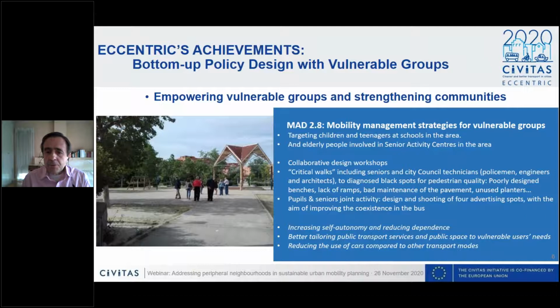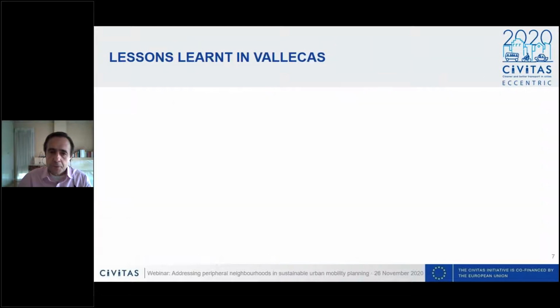This measure managed to increase the self-autonomy and reduce the dependence of both groups, children and the elderly. We were able also to make decision makers and professionals and technicians more aware in how to tailor their services to the needs of these vulnerable users. And also we were successful in reducing the use of cars compared to other transport modes. Although, of course, cars were not the main transport means used by these groups.